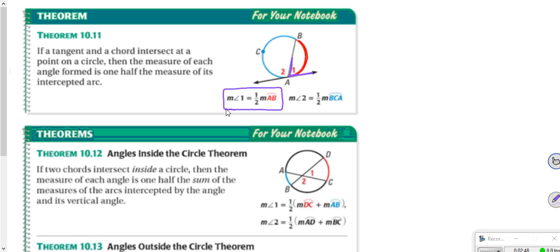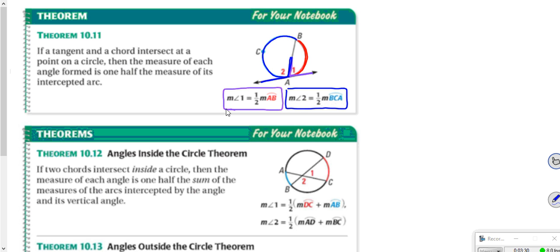If you look over here on this side, the measure of angle 2, that's this angle. The measure of angle 2 is 1/2 the measure of arc BCA. So that's the major arc. Remember, we had major arcs and minor arcs. Major arcs are greater than 180. Minor arcs are less than 180. Minor arcs, they just use 2 letters to name them. Major arcs, they use 3, so you kind of know what direction you're going around a circle. So angle 2 is 1/2 the measure of arc BCA. Again, I like the different colors on this one.